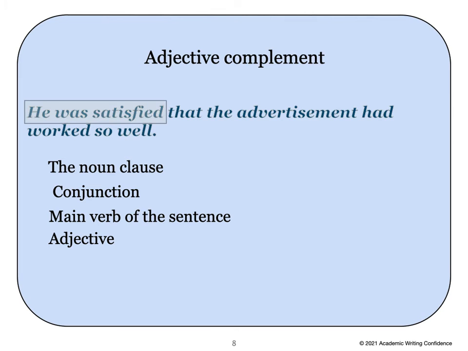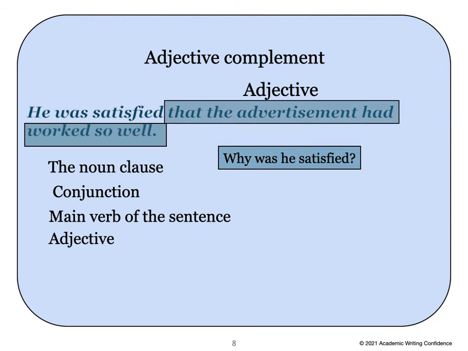He was satisfied can be a sentence all by itself. It is an independent clause. The noun clause just tells us more. So why was he satisfied? That the advertisement had worked so well. So this noun clause gives more information about why this person was satisfied.